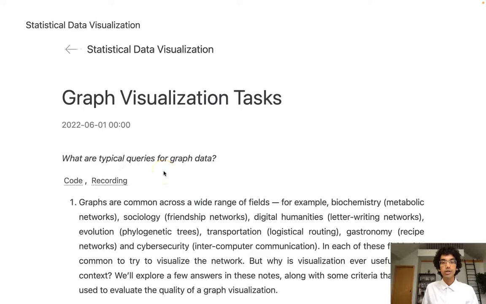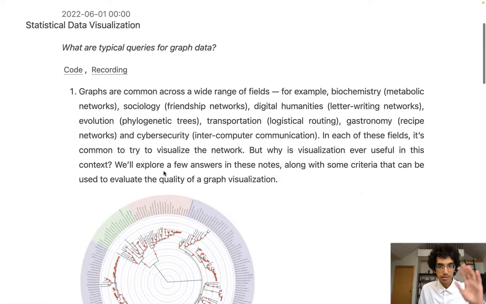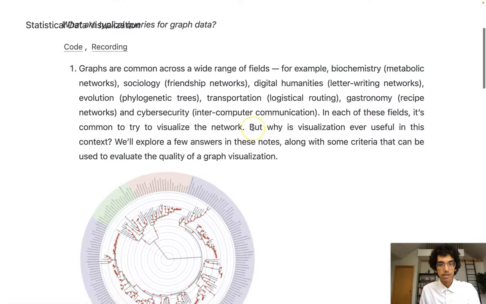Hello everyone, in this recording we're going to talk about the kinds of user queries that are often common when you have graph data. So, first of all, graphs are very common, right? They arise across many different fields. Whenever you have a notion of interaction between units, then you can often think about it as a graph. So, I listed a bunch of examples here.